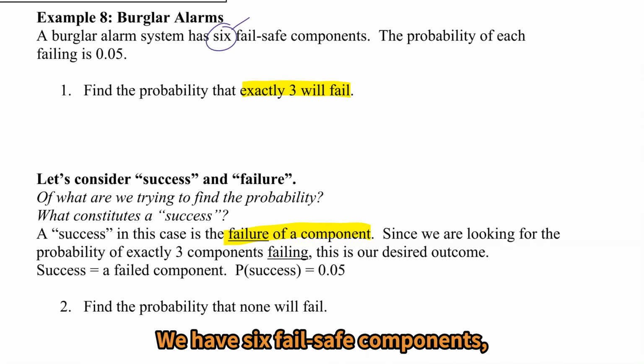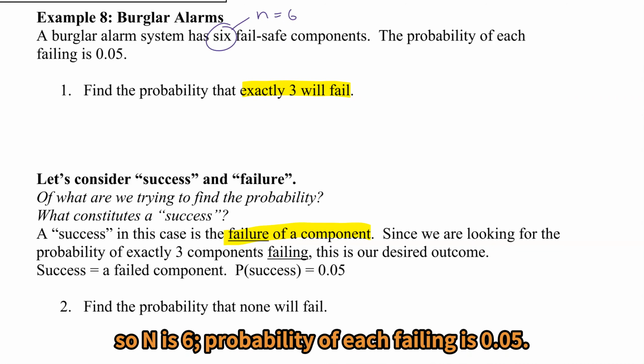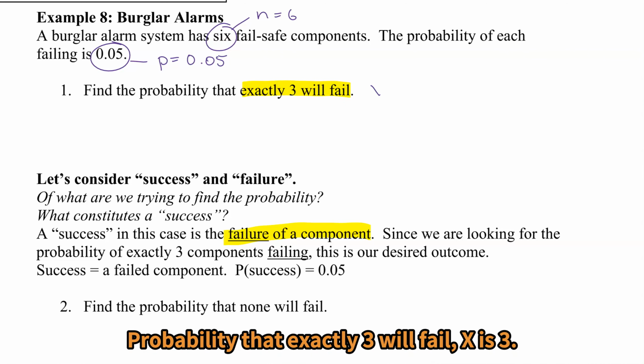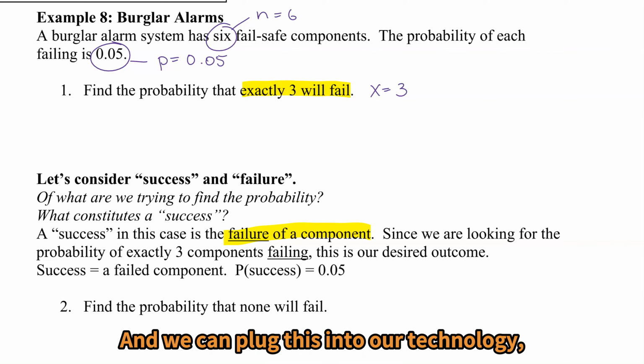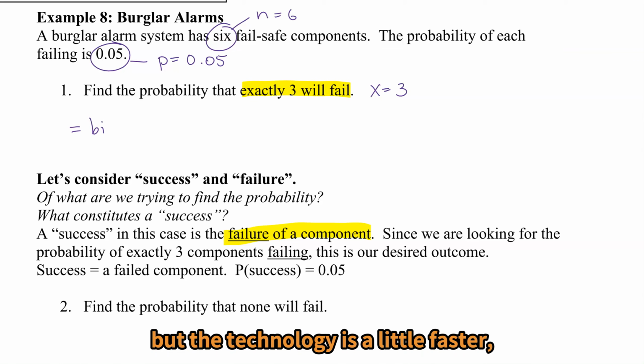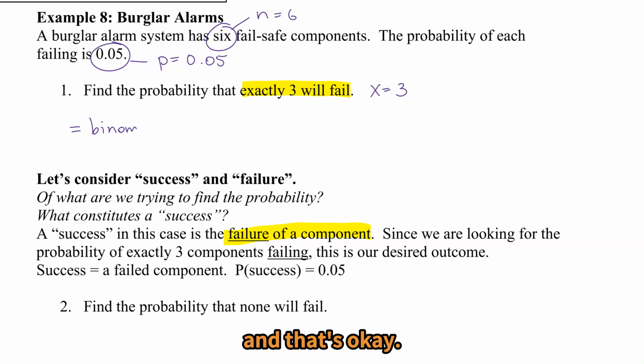We have 6 fail-safe components, so n is 6. Probability of each failing is 0.05, so we're going to let p be 0.05. Probability that exactly 3 will fail, x is 3. And we can plug this into our technology. We could use the formula by hand, but the technology is a little faster, and that's okay.